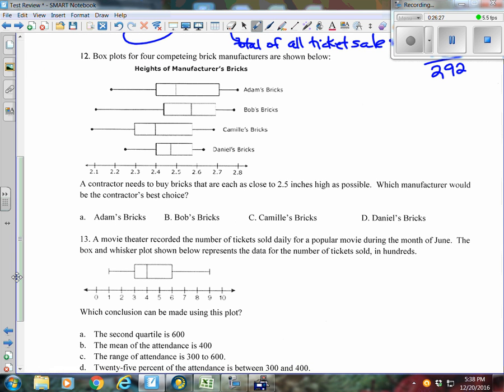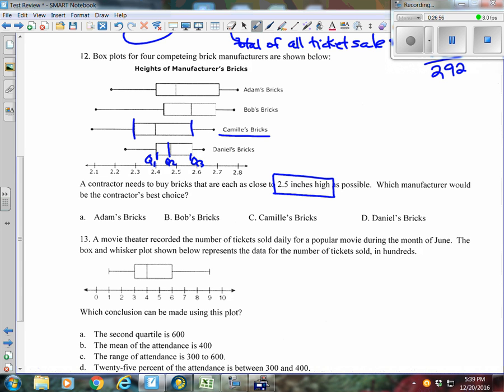Number 12, box plots. For competing brick manufacturers, a contractor needs to buy bricks that are as close to 2.5 inches high as possible. Now that kind of means that not only do we want it to be 2.5, but we would like our bricks to be uniformly 2.5. So notice the range, the IQR. This is like Q1, and this is like Q3. This is always Q2 in the middle. This has got a wide range.